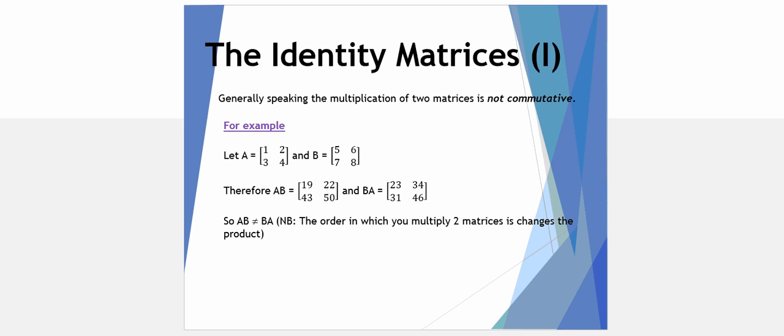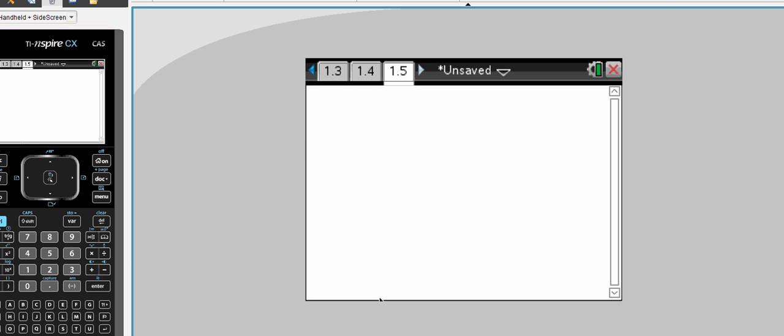Before getting too deep into identity matrices, most students would know that with matrices the order in which you multiply is really important. Multiplying a matrix A and a matrix B will not give you the same result as multiplying in reverse matrix B with matrix A. Generally speaking, this process of multiplication is not commutative. That is, you can't change the order without some kind of impact. Let's have a quick look at the examples we have here on our CAS calculator.